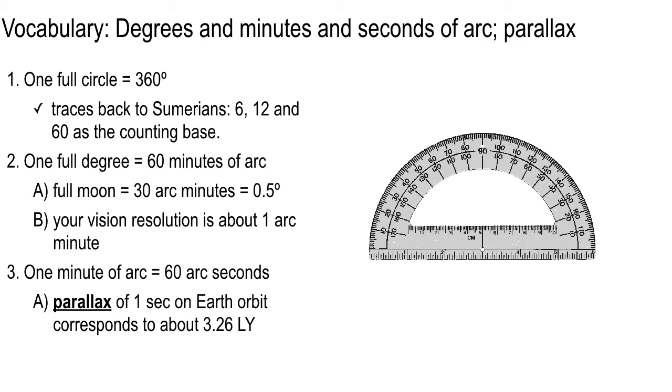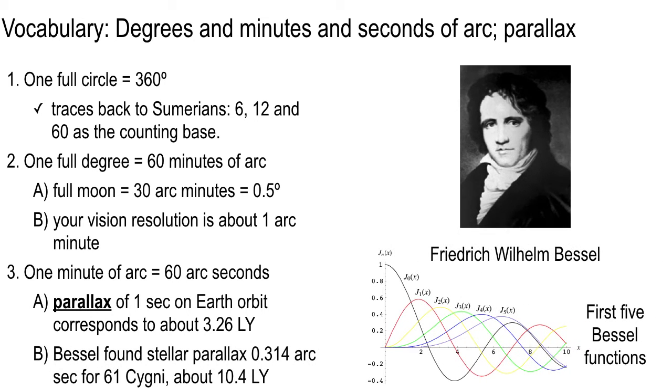Some astronomers work in light years, some in parsecs. You see both. The symbol for parsec is PC. It means parallax second. Parsec. Now, the first guy that ever measured stellar parallax was Friedrich Bessel, a very famous physicist, astronomer, and mathematician. About 150 years ago, in the middle 1800s, they were able to first measure that for the star 61 Cygni.